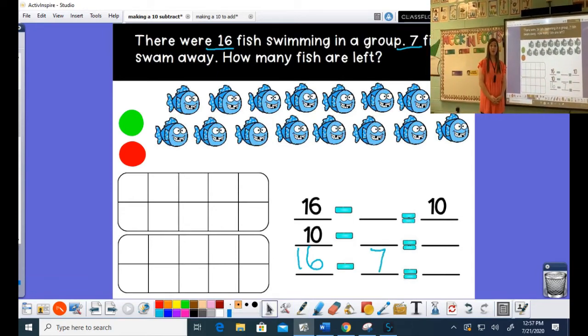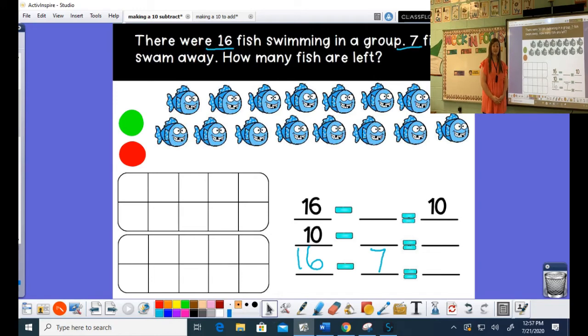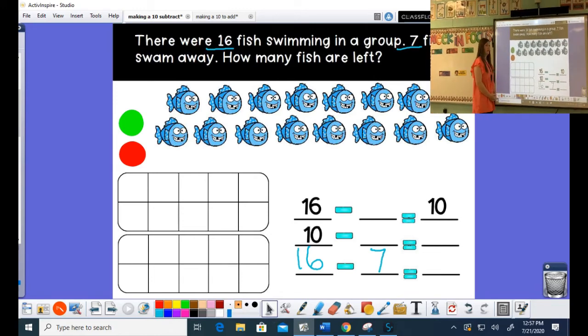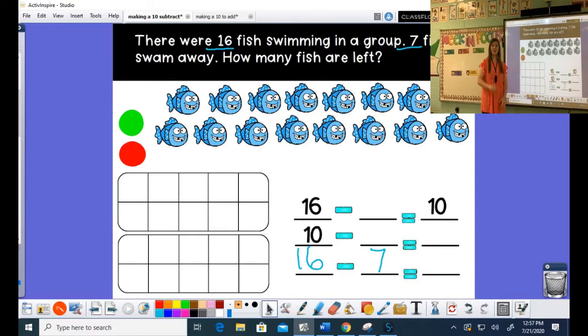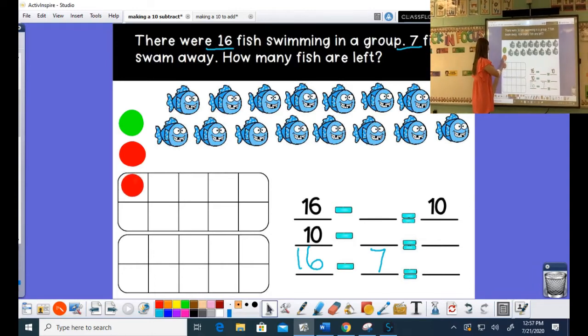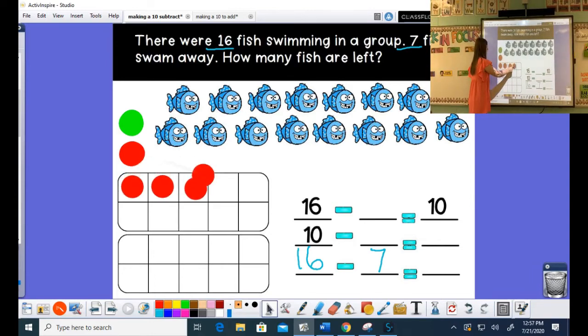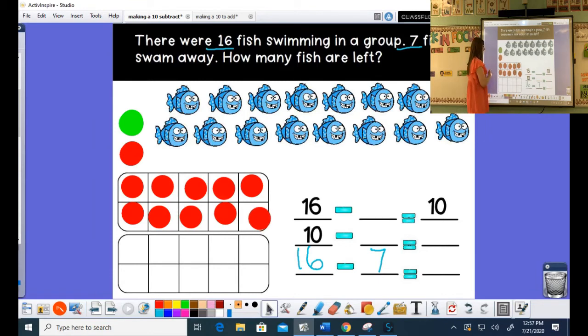So now I'm going to break our number 16 into our 10 frames. Remember, 16 is a teen number, so every teen number has one group of 10, and in this case, we have 6 ones. So I'm first going to make our group of 10 using our red counters. So I'm going to completely fill this 10 frame. We've made our 10. Now we're going to use our green counters to represent our 6 ones. Great job.